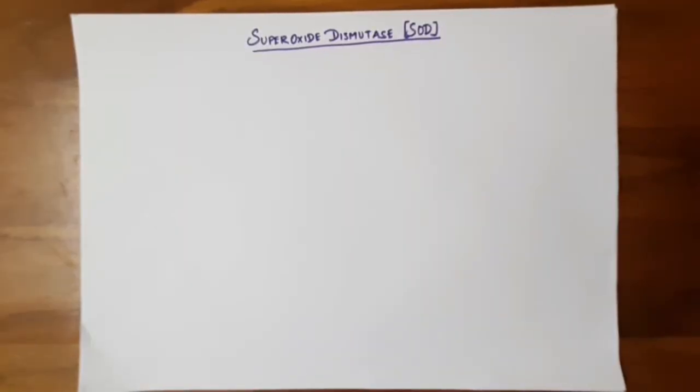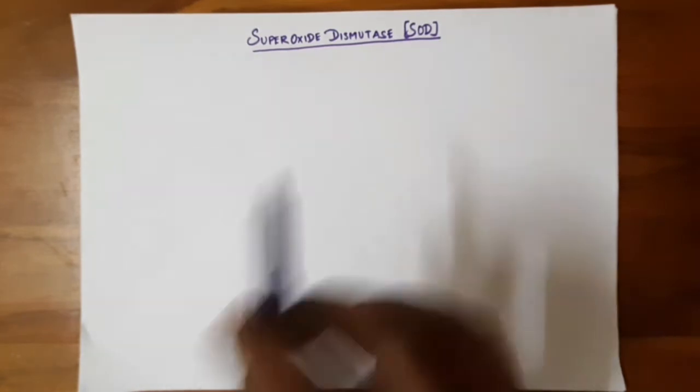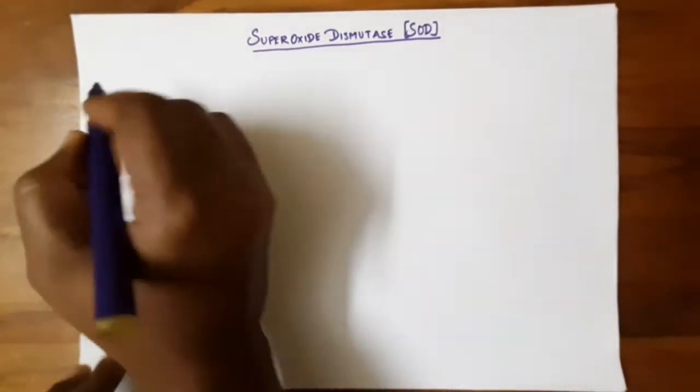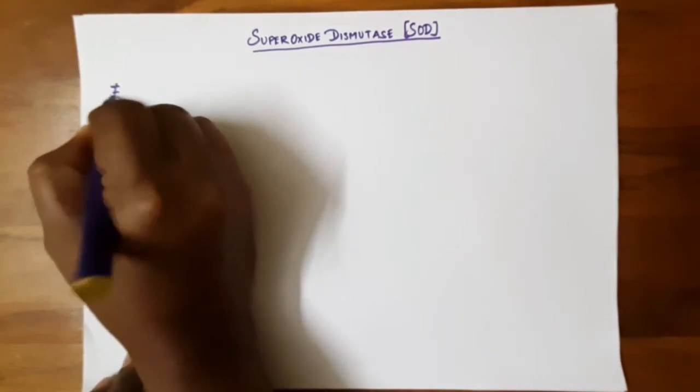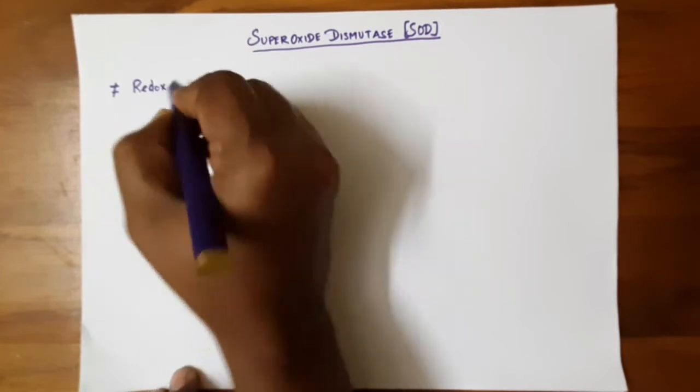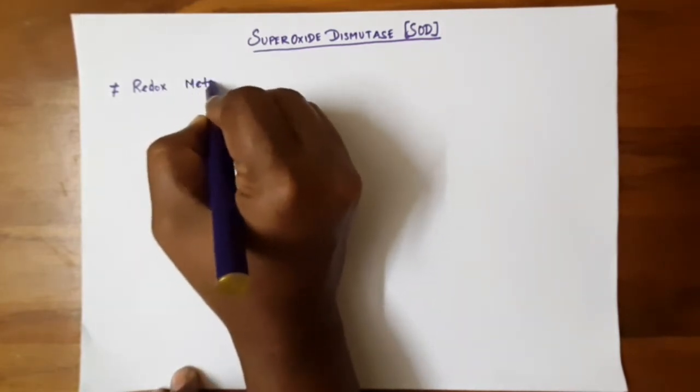In the last video I discussed the non-redox metalloenzymes such as carboxypeptidase, carbonic anhydrase and LADH. In this video we are going to discuss the redox metalloenzyme, superoxide dismutase, shortly called SOD. This superoxide dismutase comes under redox metalloenzymes.